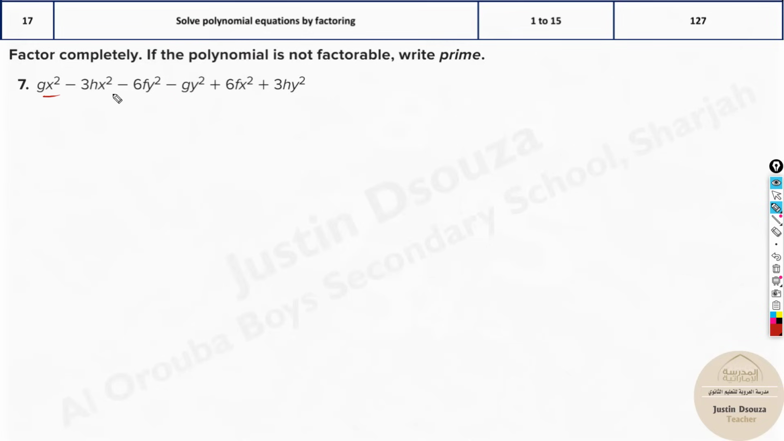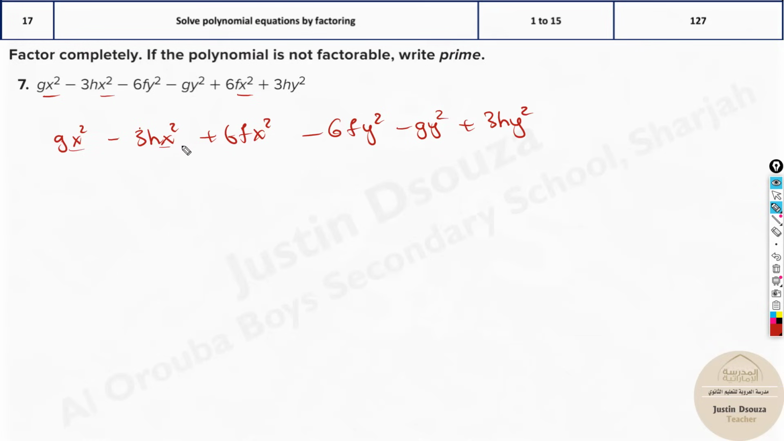You can see over here there are 3 x squares. So let's write them first together. X squared g, minus 3h x squared, plus 6f x squared, minus 6f y squared. Remaining is y squared, so let's write them together now. And 3hy squared. Now from all these 3 terms, I will remove x squared as a common term. Now what remains is g minus 3h plus 6f.